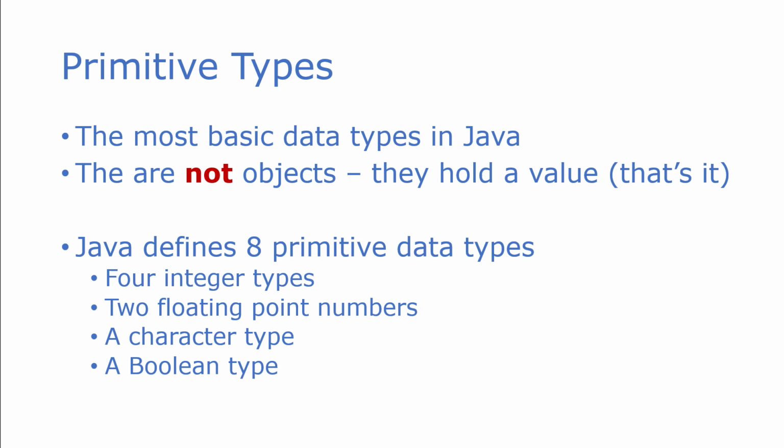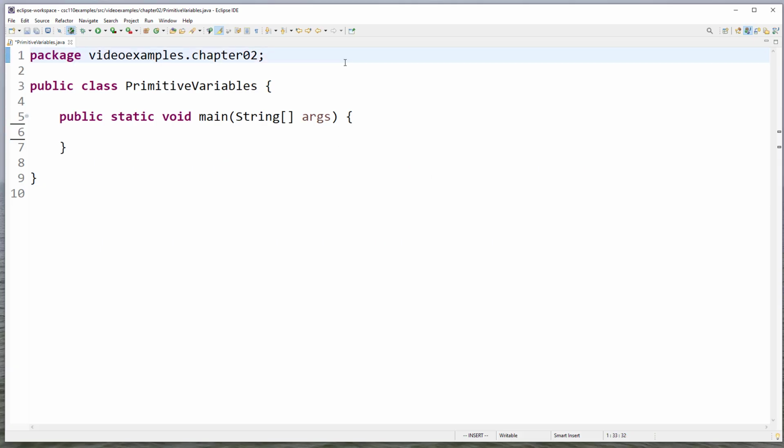So let's take a look at how we declare these types of variables. We'll also talk a little bit more about their sizes. So here we have an empty class, and we'll declare some primitive variables here. The most common primitive type is usually going to be an integer type. So let's declare an int, and we will call it num. A very not interesting name, but that'll work for us.